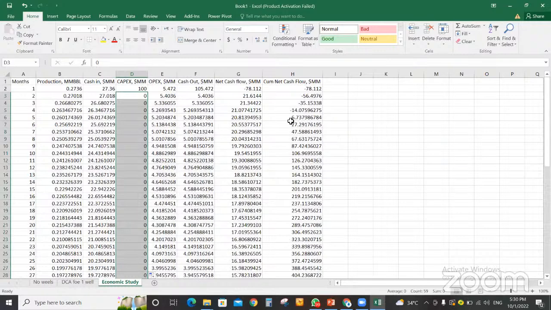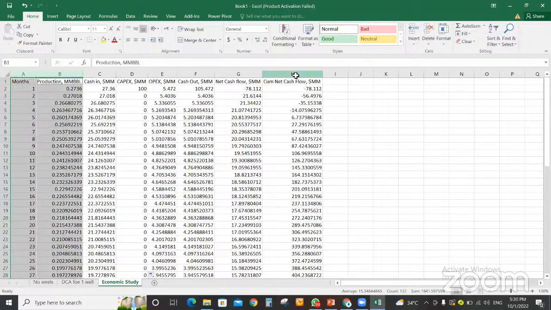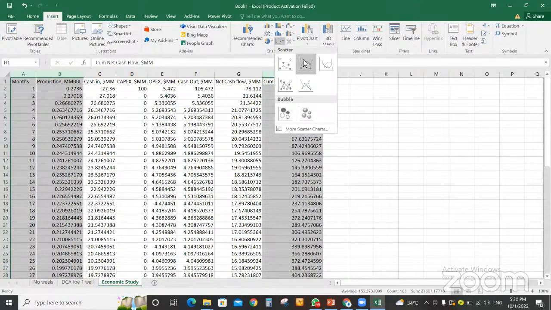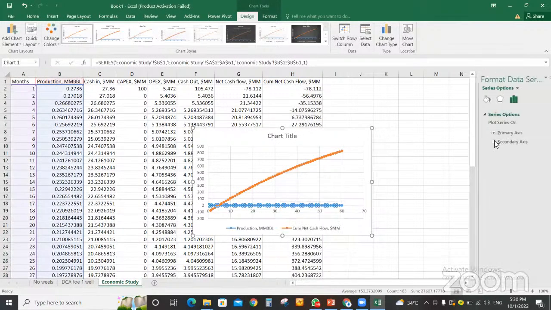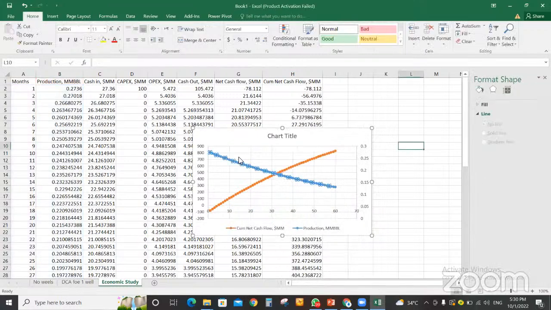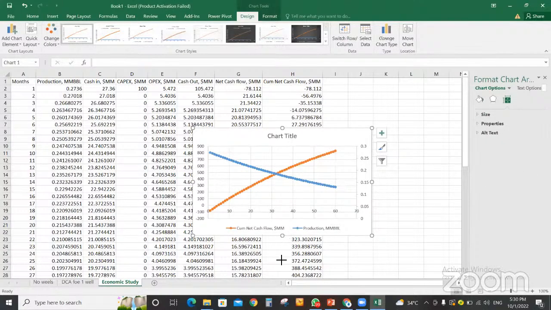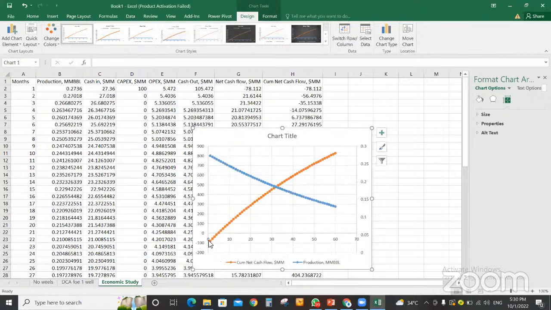As you can see, if you plot the months for the production versus the cumulative cash flow, let's have that on another axis. As you can see, the production declines, and initially we have negative cash flow. Why? Because we have CAPEX: initial cost for the facilities, initial cost for the wells.